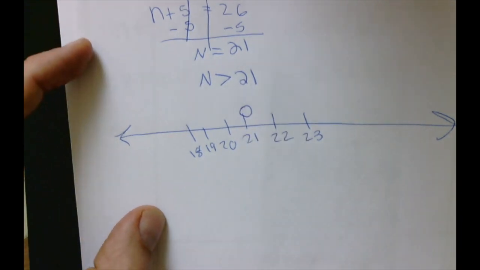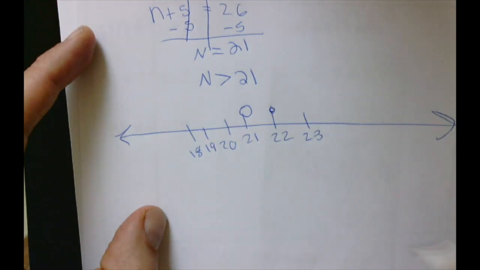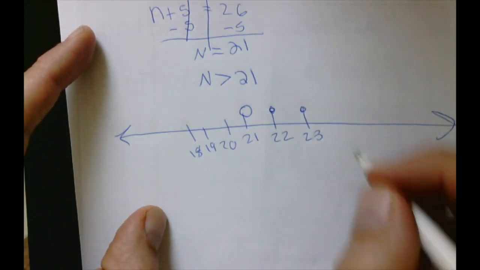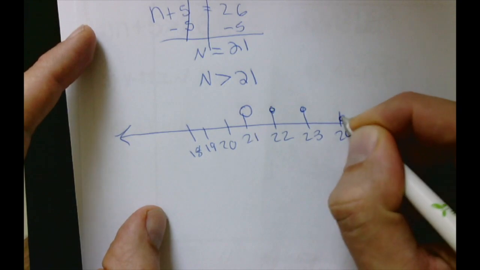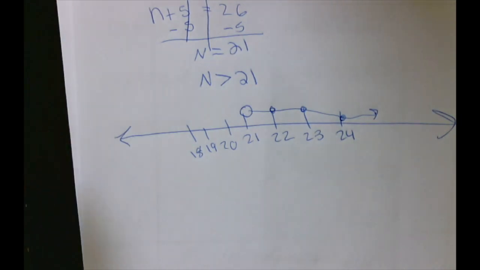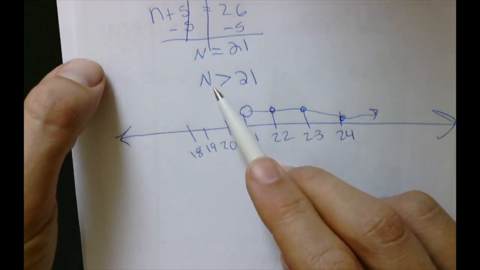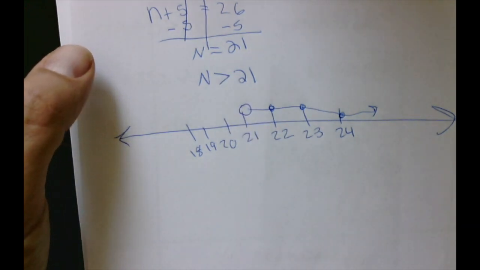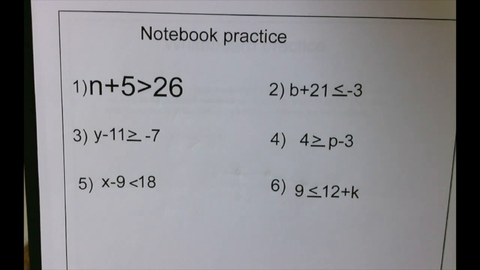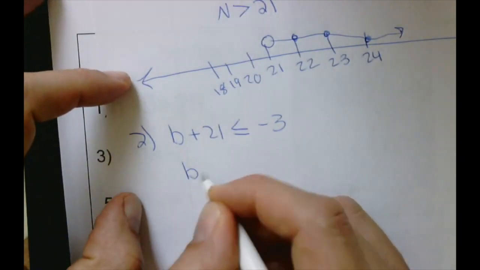Now I think about possible solutions for this inequality. 22 is greater than 21. 23 is greater than 21. As is 24. Now I can connect my dots, draw an arrow in that direction. So with my graph, all possible solutions are greater than 21. Let's look at number 2. We have b plus 21 is less than or equal to negative 3. I'll begin by changing my inequality symbol to an equation.